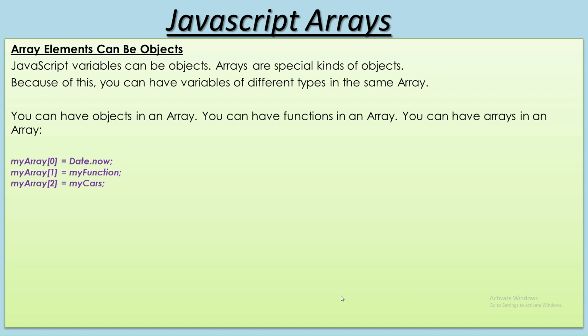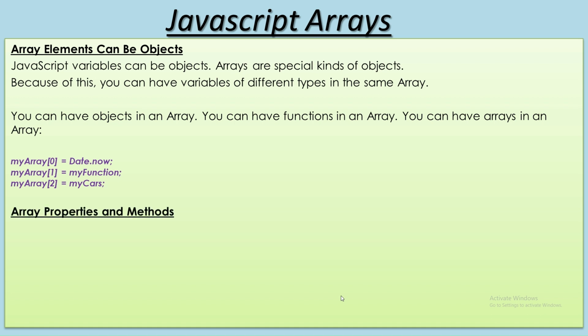array. So here, myArray[0] equals Date.now, which means the first element will be a date. The second element, myArray[1] equals myFunction, which is a function, and myArray[2] equals cars, where cars could be another array.